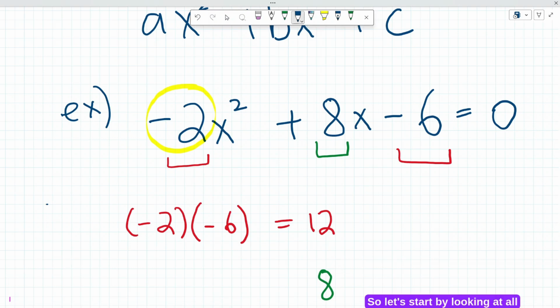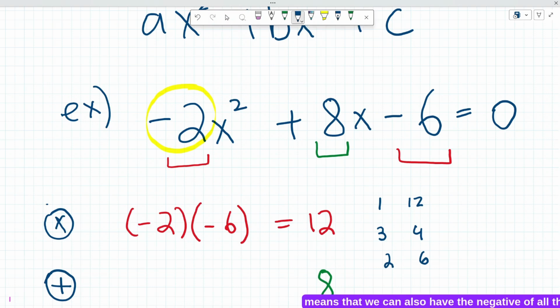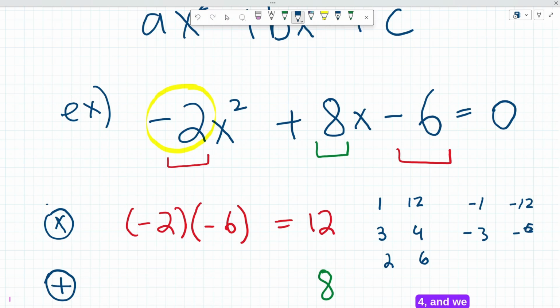So let's start by looking at all the factors of 12. So we want two numbers that multiply to 12 and add to 8. So for 12, we have 1 and 12. We have 3 and 4. And we have 2 and 6. Since this is a positive number, that means that we can also have the negative of all these as well. So we could have negative 1, negative 12, negative 3, negative 4, and we can also have negative 2 and negative 6.